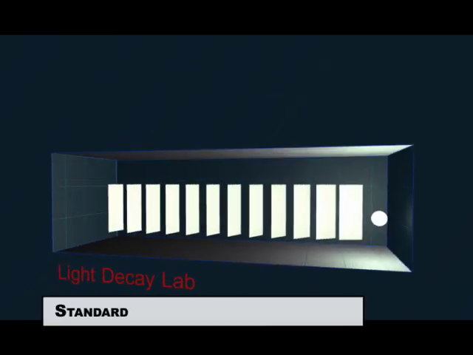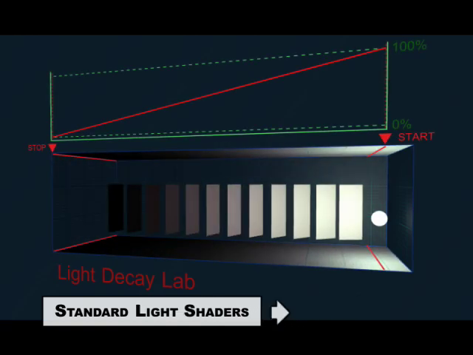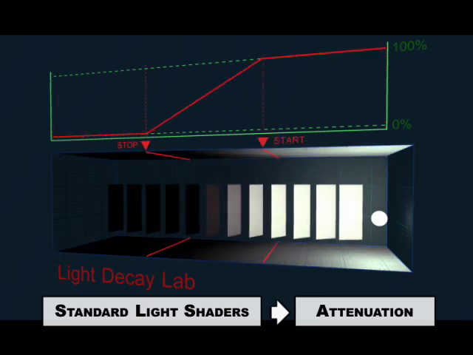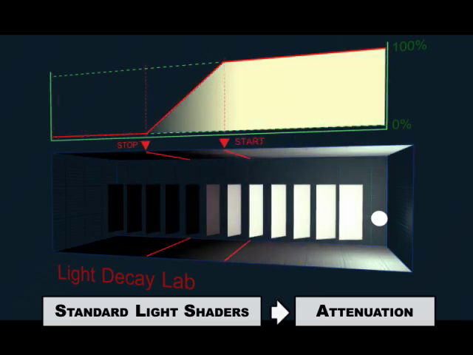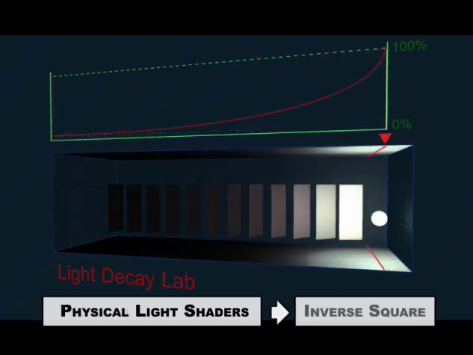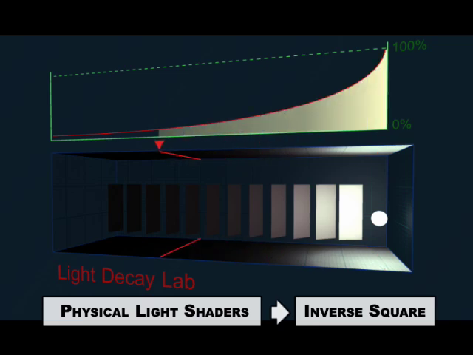Mental Ray has standard and physical light shaders. A standard light shader has attenuation. You can specify a start and stop distance where the light goes from full intensity to black. Physical light shaders instead use an inverse square decay value over distance. The parameters of the shaders need to be set with realistic energy values. Physical light shaders need to be used for accurate results with global illumination.